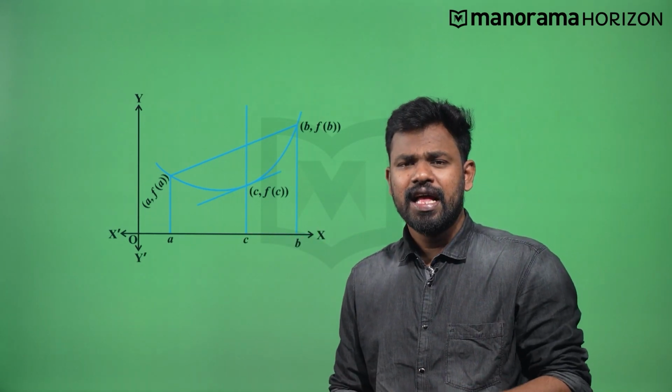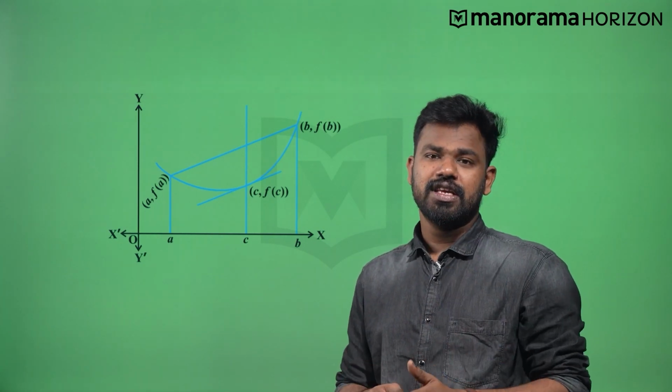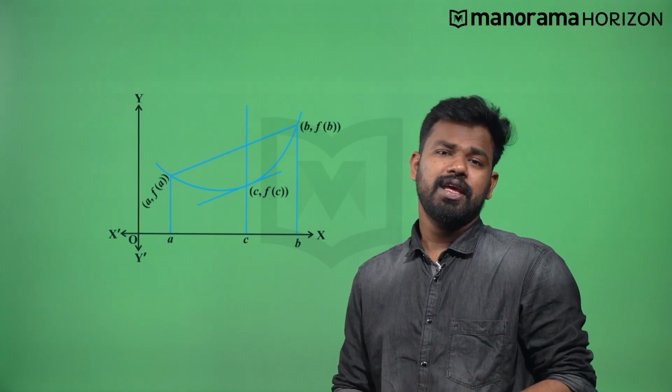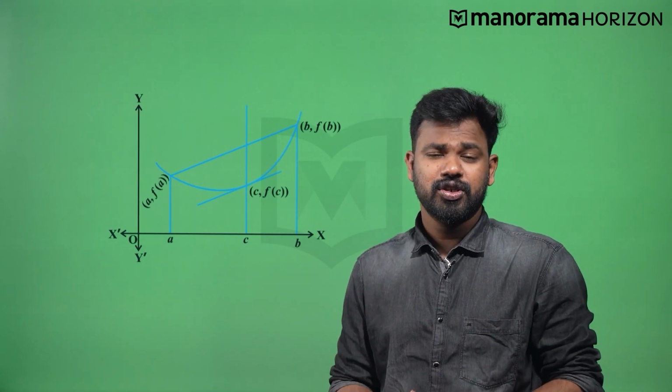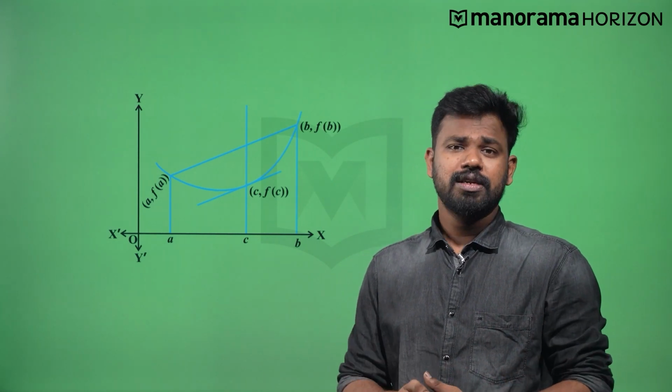To simply say, there is a point c in a, b such that the tangent at that point c, f of c is parallel to the secant between a, f of a and b, f of b. So that's it about the mean value theorem and its graphical representation. Let us see some examples to find out exactly what it means.